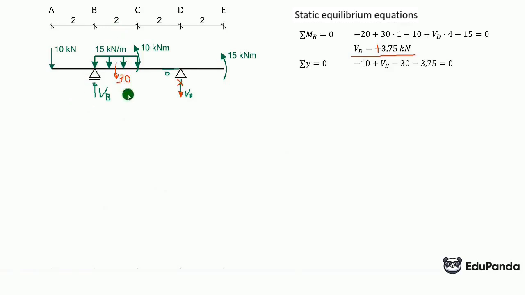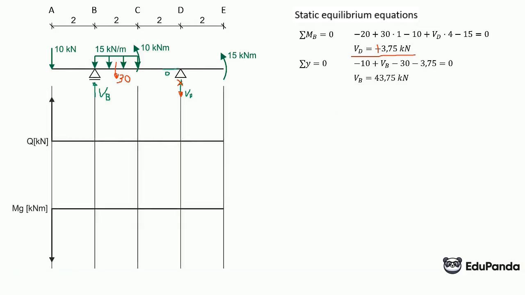The sum of projections on the y-axis equals 0, we have minus 10 plus Vb minus 30 minus 3.75 equals 0. From this, Vb equals 43.75 kN. And we can start drawing the diagrams. So here we go. First, the shear force diagram.